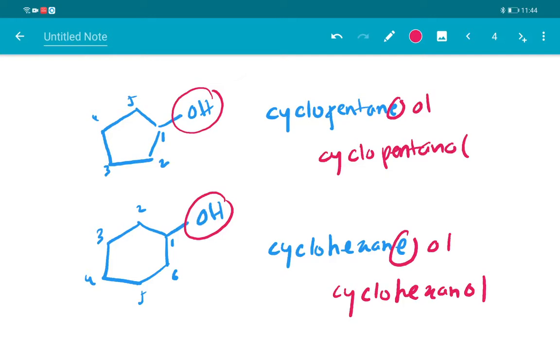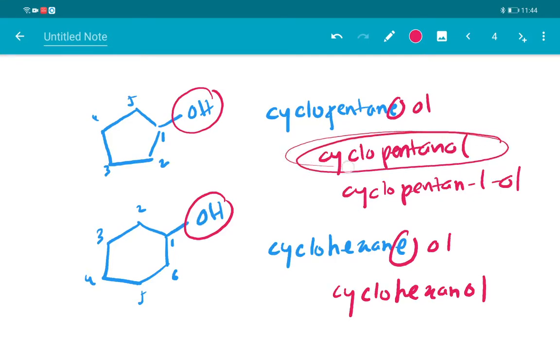Please take note, again, the position of the OH is located on the first carbon. Jadi, saya tak ada tulis pun numbering dekat situ. But then, if you write the structure like this, cyclopentan-1-ol is still acceptable. However, again, I will highlight that cyclopentanol is more preferable. Sama case macam cyclohexanol, instead of writing it as cyclohexan-1-ol, you just write it as cyclohexanol.